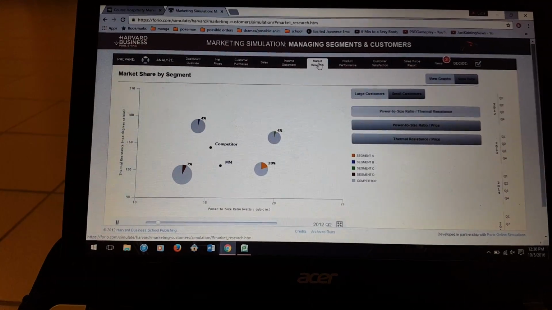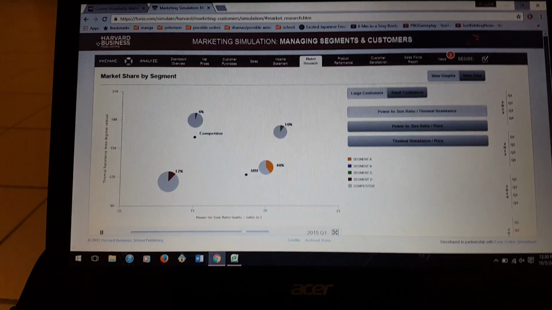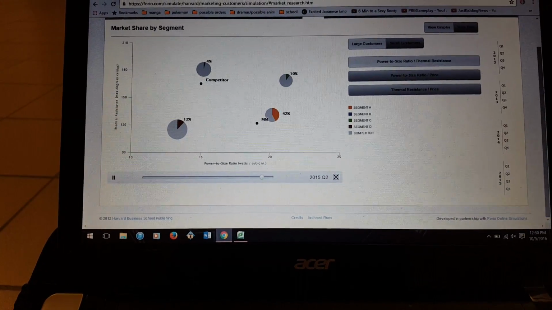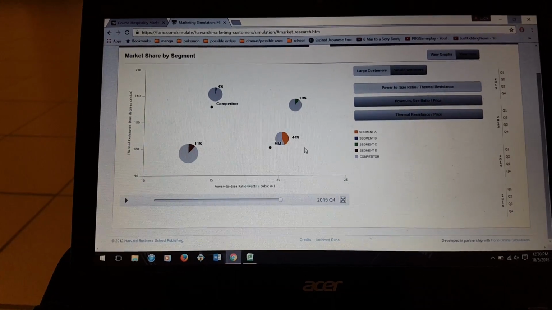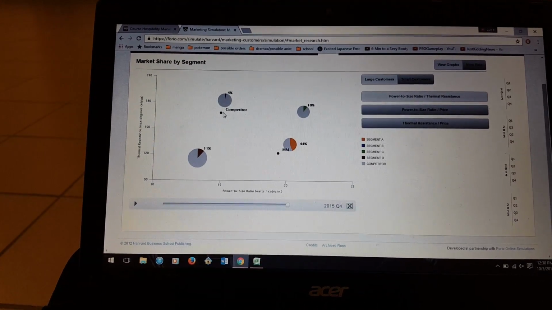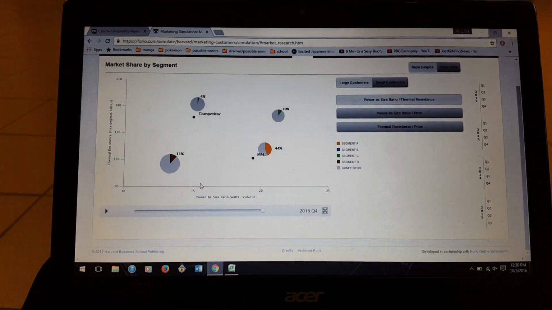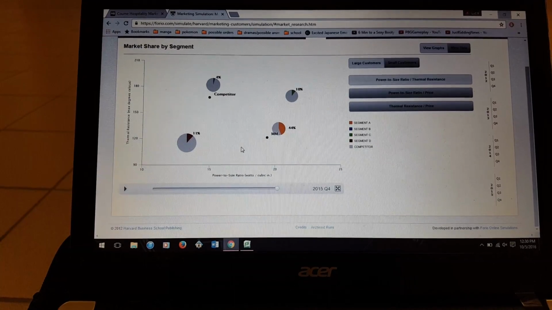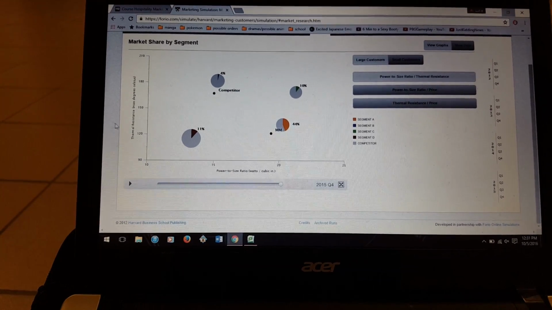The market research tab shows how much you invested in your market research. With my market research, you can see in this graph that my MM, which is my company, moves farther to the right over the 4 years, while my company's competitor moves upward. This is a really good sign considering that down here on this axis is the power to size ratio, and on this axis is the thermal.